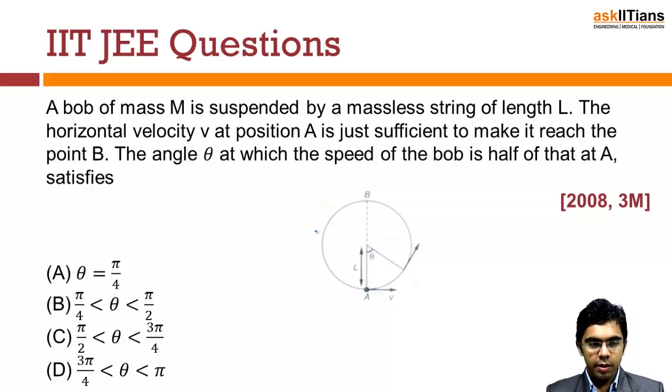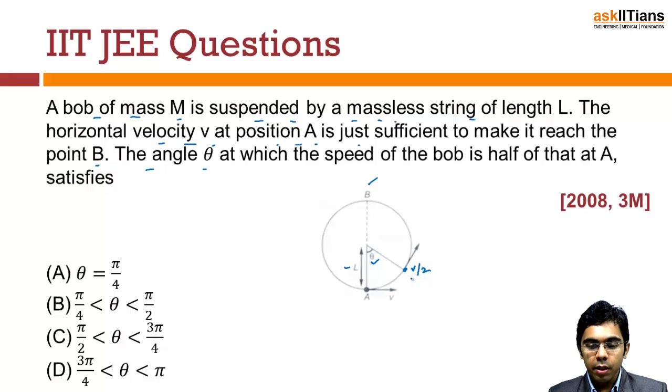The next question is, a bob of mass m is suspended by a massless string of length l. This is given. The horizontal velocity v at position A is just sufficient to make it reach the point B. This is point B given. The angle theta at which the speed of the bob is half of that at A. So this is the angle they are asking, this angle theta, and here the speed is v by 2.